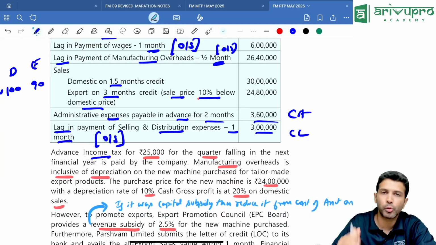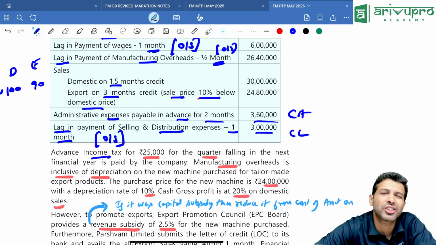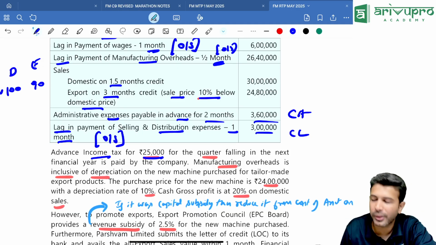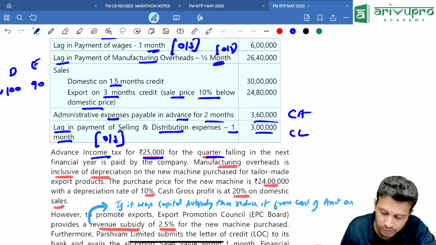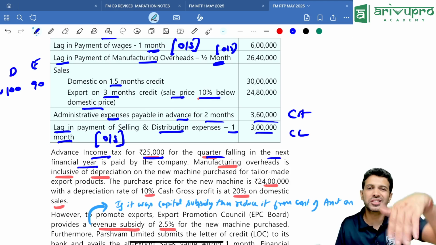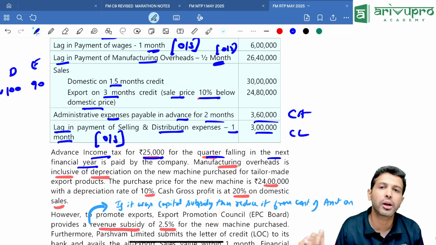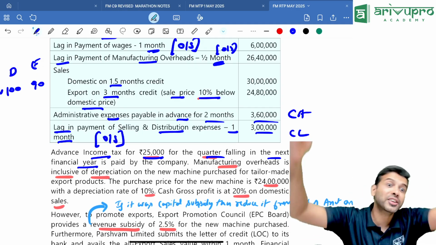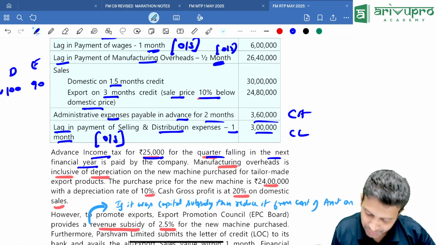Advance income tax. Sir, if you pay a tax in advance, prepaid taxes, is it current liability or current assets? Current assets. Prepaid expenses. How much have you paid? 25,000 for the quarter falling in the next financial year. Next year's tax you paid this year only. Government is already collecting so much. Okay, no problem. You have a lot of money.